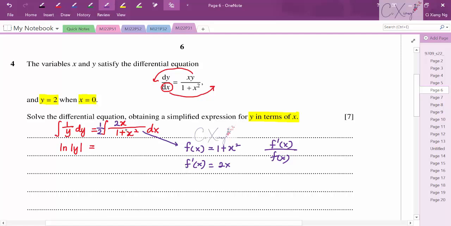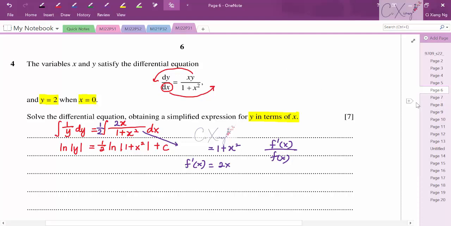Alright, so now we have exactly the f prime x over f x pattern in our integration here. So when we integrate it, we will have ln of 1 plus x squared, then plus c here. Alright, so we already integrated the equation, and now we need to find out the value for c.